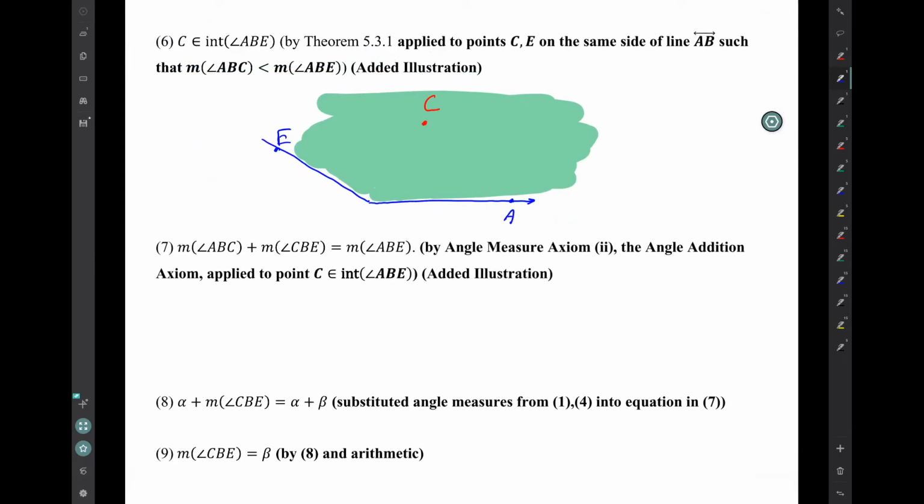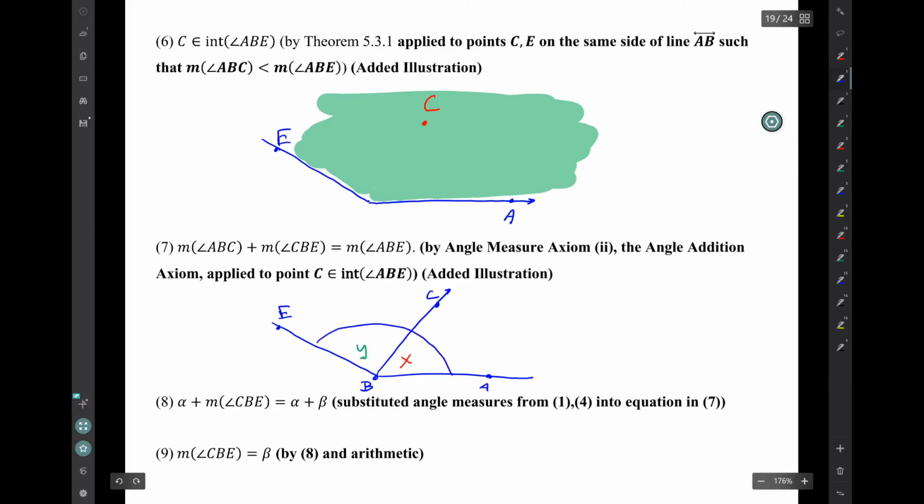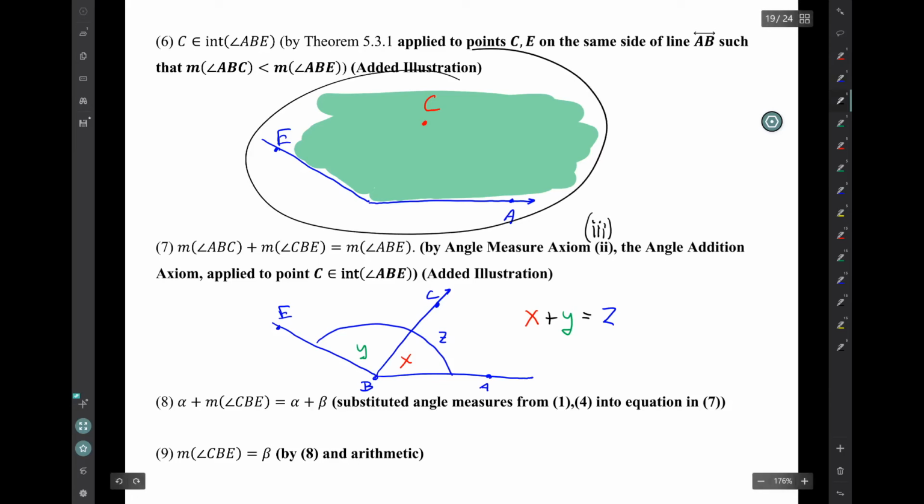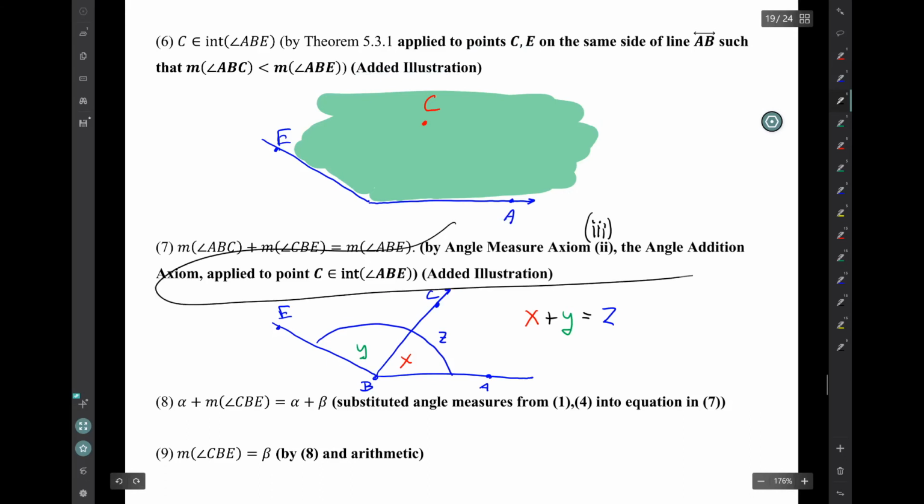So therefore, measure of angle ABC plus measure of angle CBE equals the measure of angle ABE. So I'll add an illustration of that. Now this is by angle measure axiom 3. There's a typo. The angle addition axiom applied to this situation. Now you can see that these words are in bold. The book doesn't mention that justification.